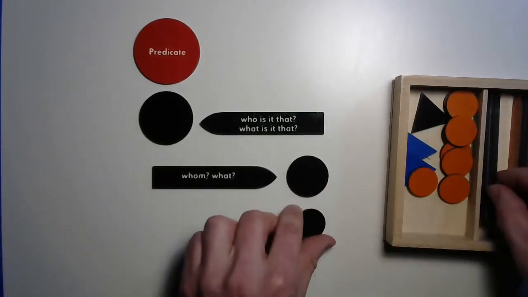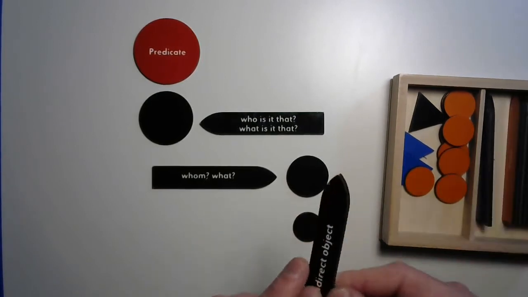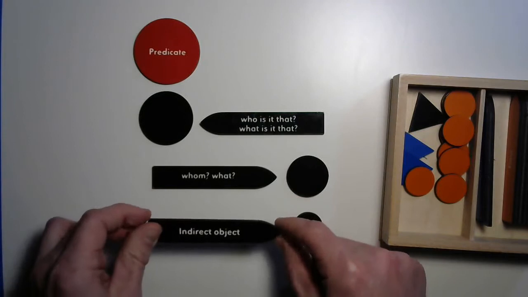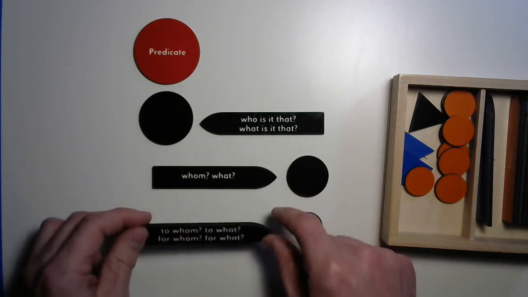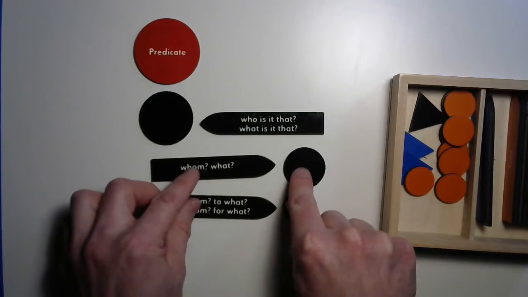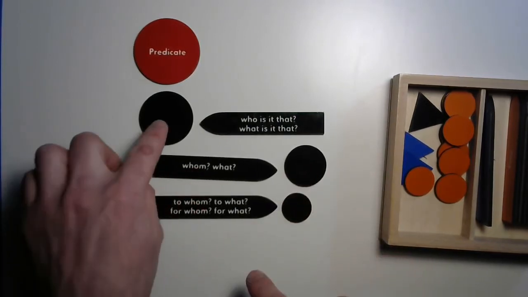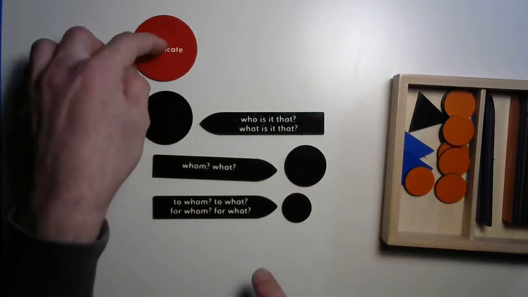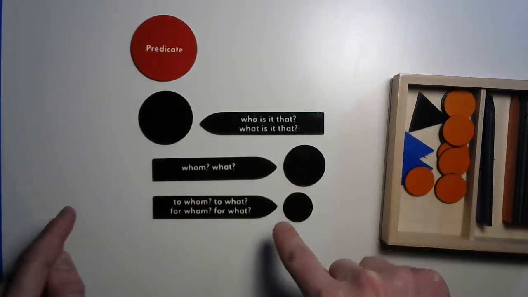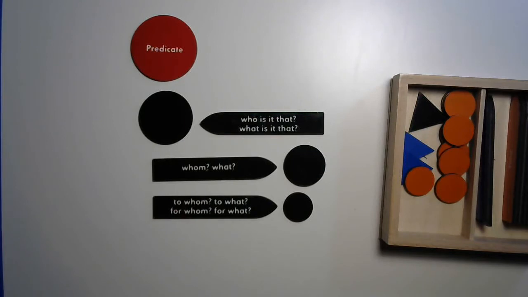Here's the indirect object, the question of to whom, to what, for whom, for what, something that is going to be affected indirectly by the action. For example, Johnny kicks the ball to Sally. Sally didn't get kicked by Johnny. Thank goodness. That would be awful.